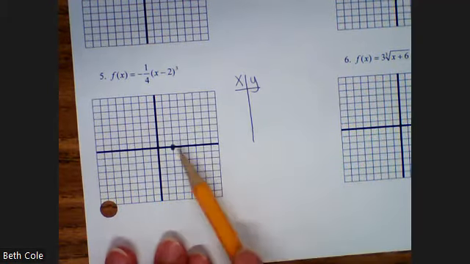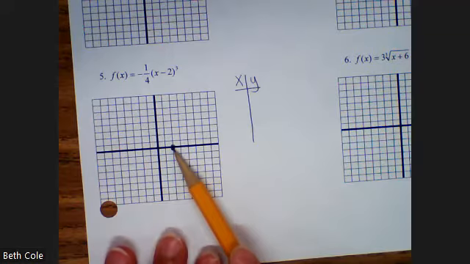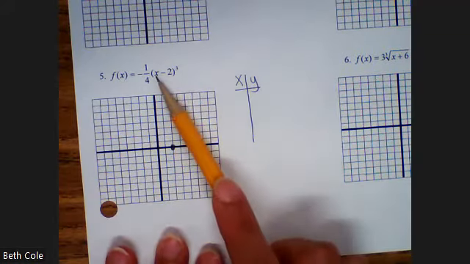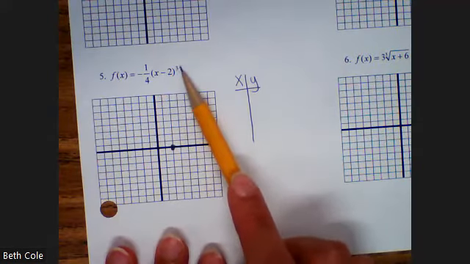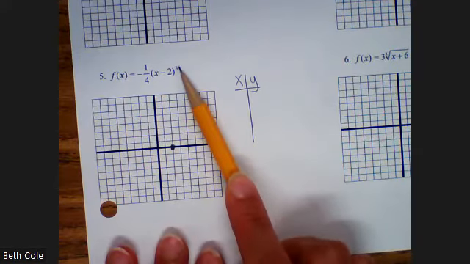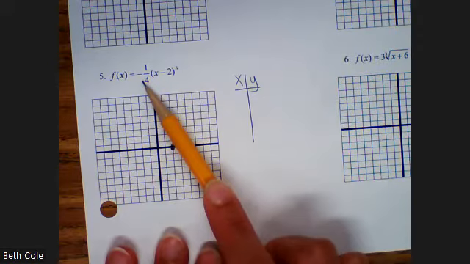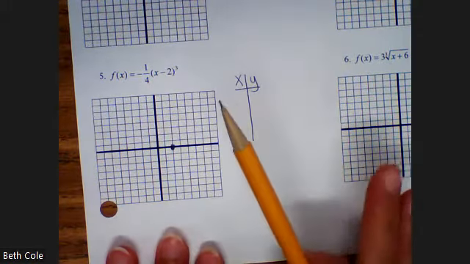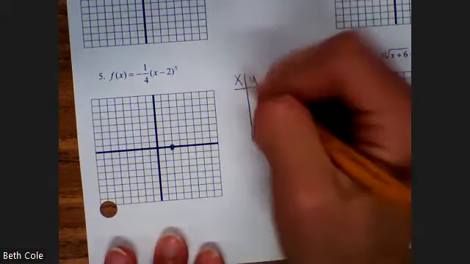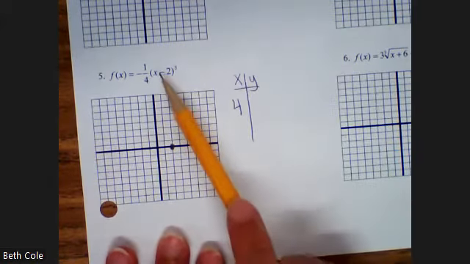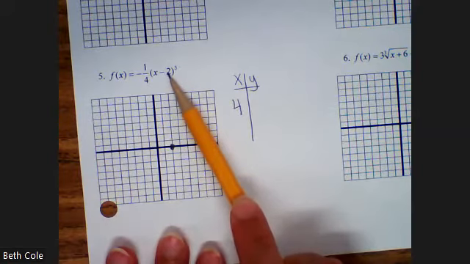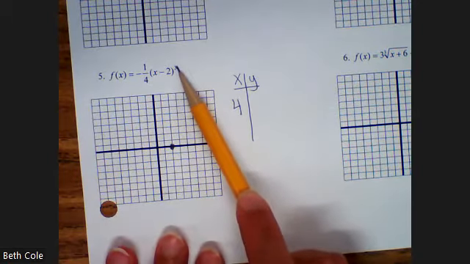Okay, so we want to pick a number near 2. What do you want to try? Let's try 3. You ready? 3 minus 2 cubed. 1 times -1/4 would be -1/4. I do not want to plot a -1/4, so let's try something else. 3 wasn't good. Let's try 4. 4 minus 2. 2 cubed.